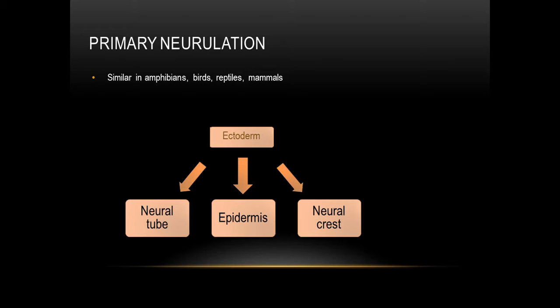So in terms of taking a look at the process of primary neurulation in the model animals: in mammals, avians, reptiles, and amphibians, the process of primary neurulation is actually similar in all these four classes. They all, if they undergo primary neurulation as developing embryos, will develop the three groups of cells: neural tube, epidermal ectoderm, and neural crest.